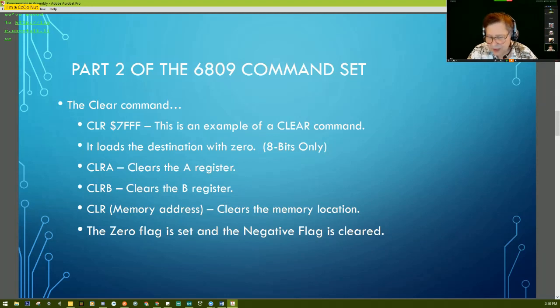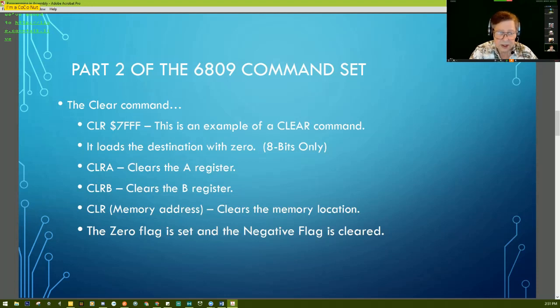Well, lots of times, and you've seen this with your own basic programming, you basically just want to load a 0, or you want to work with a 0. Well, they actually give you a command so that you can clear either the A register or the B register to 0, or you can clear a memory location. This is only an 8-bit operation on the 6809. There's no 16-bit clears. Okay.